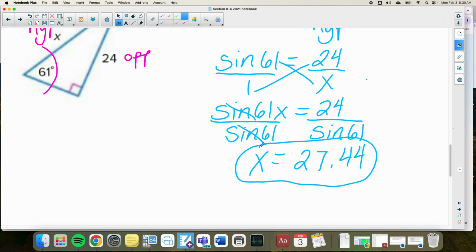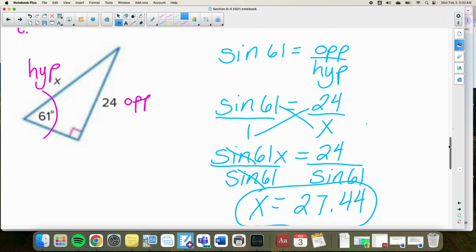And then again, if you wanted to think like, does that answer make sense? So we got x to be 27.44. Have I talked to you guys about how in a triangle, your biggest side is across from your biggest angle? Did I talk about that yet? So in a right triangle, your hypotenuse should always be the biggest side. And 27 is bigger than 24, so that does make sense, okay? Just like if this is 61, this would be 29. So the 61 opposite side should be bigger than the 29, okay?